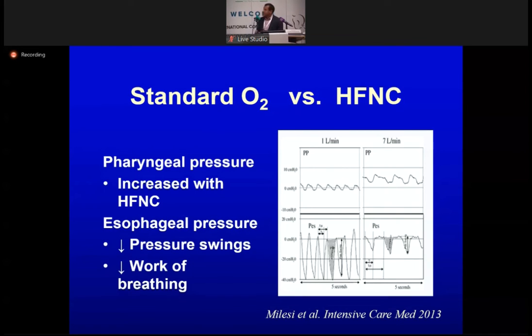As you can see on the left part of the graph, at 1 liter per minute the partial pressure is about 0, but if you use 7 liters per minute of high flow nasal cannula oxygen, your partial pressure, or basically the PEEP, increases. And in terms of esophageal pressure, it reduces pressure swings, and that contributes to reducing the work of breathing.